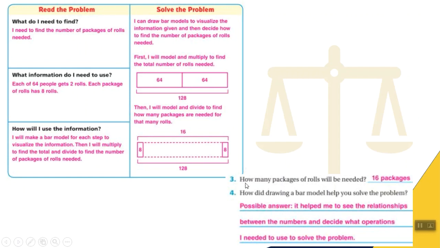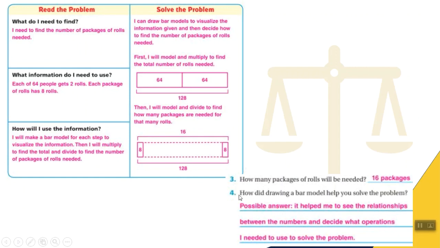Let's check my question. How many packages of rolls will be needed? So we found 16 packages because each package has 8 rolls, and in total I need 128 rolls. So in this situation, if I do division, 128 divided by 8, I'll get 16 packages.